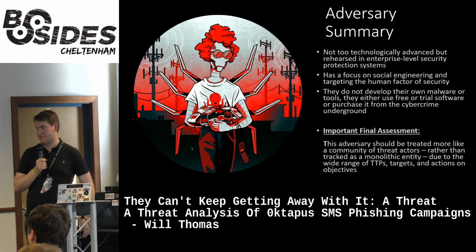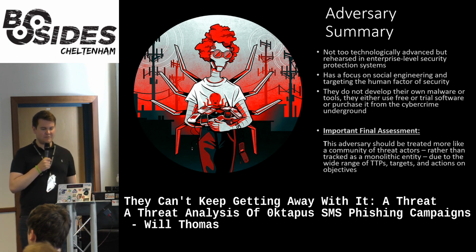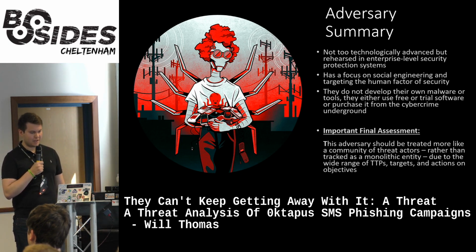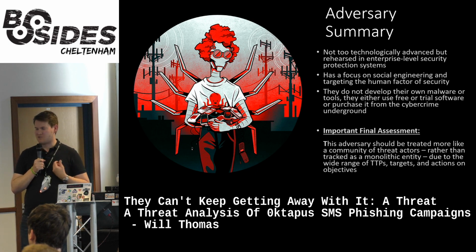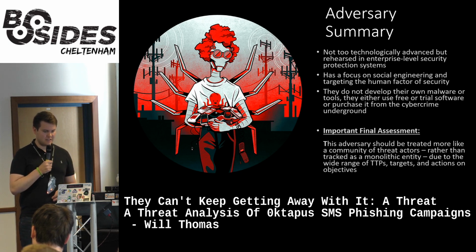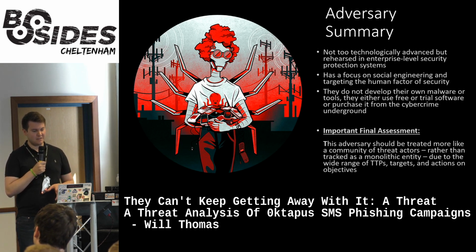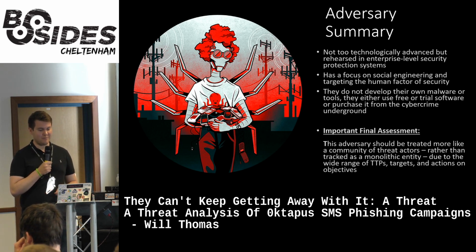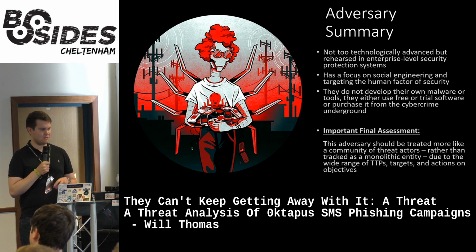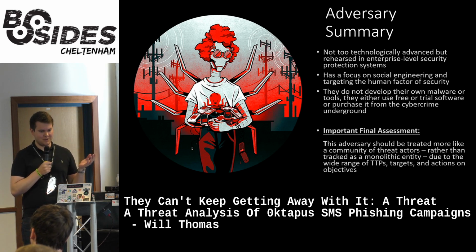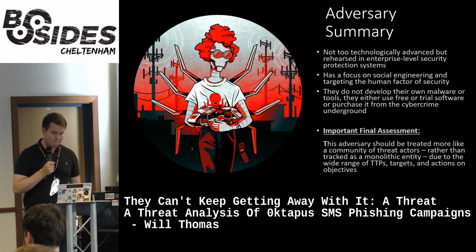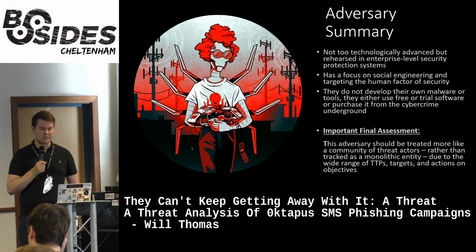So my summary of who this adversary is: they're not too technologically advanced, but they are rehearsed in getting past enterprise security. They have quite obscure knowledge in things like cloud and how to get around EDRs. They have a focus on social engineering, targeting the human factor. So if you want to defend against these guys, you definitely want to raise your security awareness program to actually be aware of SMS phishing. If you get an SMS message to your personal phone from the company, definitely question whether it's legitimate, and don't just immediately follow a link.